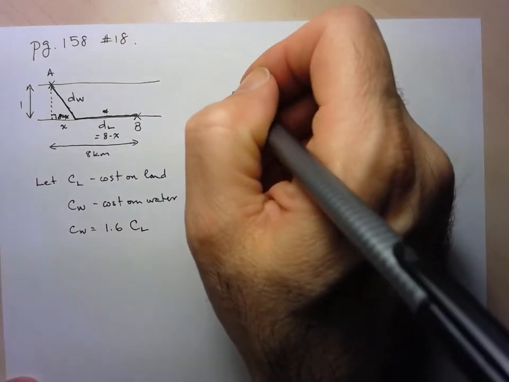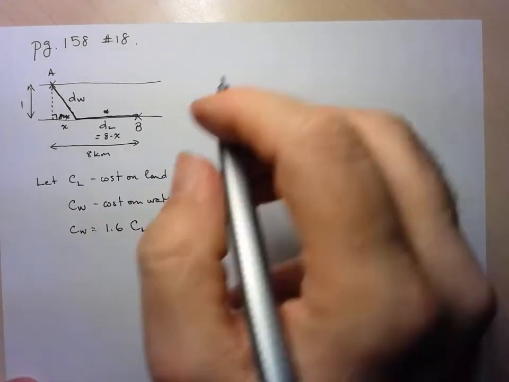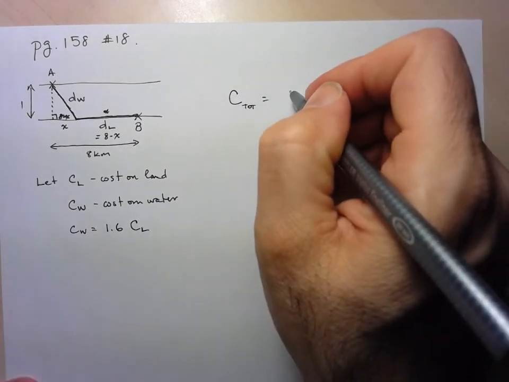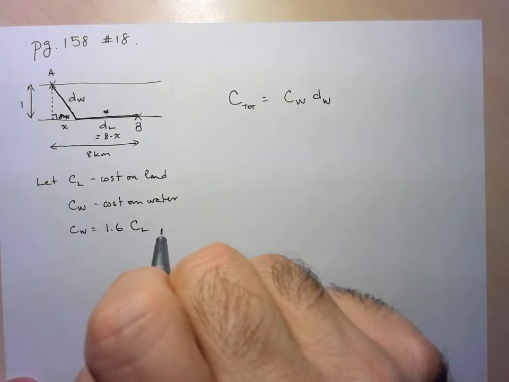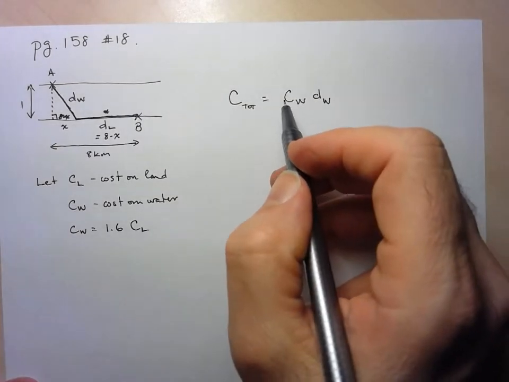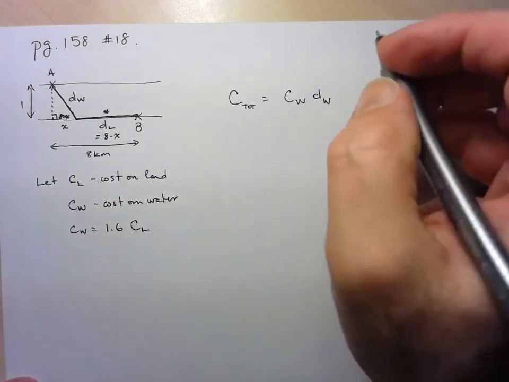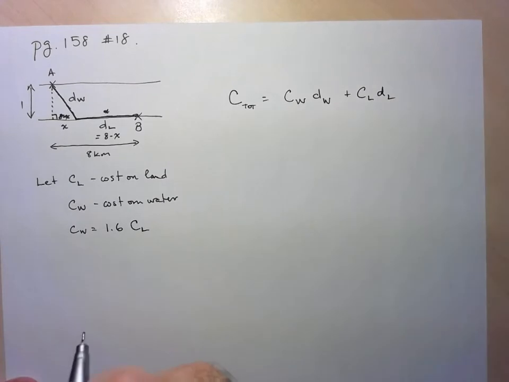So let's come up with our formula here for the total cost. The total cost is going to be the cost along the water times the distance along the water, because this will represent the cost per, say, meter, or per kilometer in this case, plus the cost on land times the distance along the land.